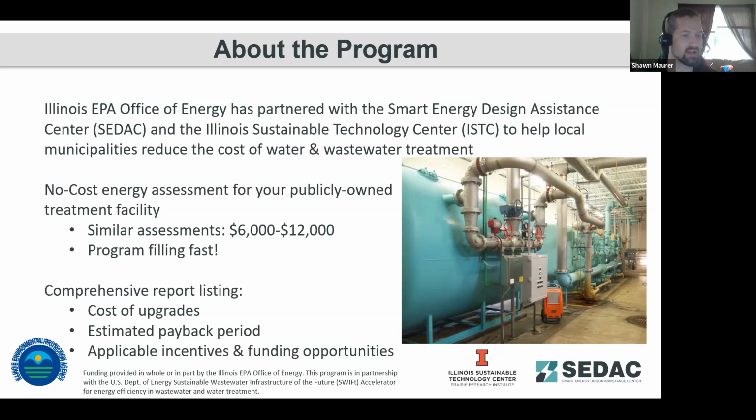And last year we ran a pilot for water treatment facilities to see if there were significant savings available out there in the market, what kind of things we could look for. And that was a very successful first run for the program. And so now we've opened it up to water treatment facilities as well as wastewater facilities. So again, it's a no-cost energy assessment as long as you're a publicly owned treatment facility in the state of Illinois. Similar assessments are running somewhere around $6,000 to $12,000.